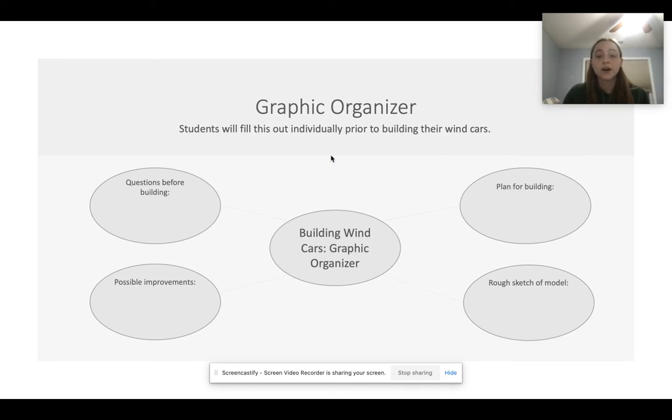So then I have a graphic organizer. I would give this to the students to fill out before they started building. As I wrote, students will fill this out individually prior to building their wind cars.